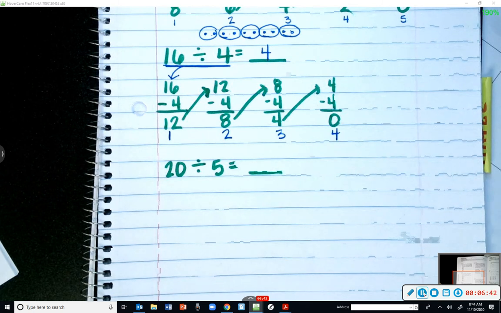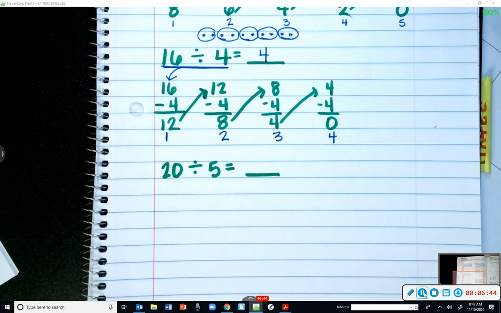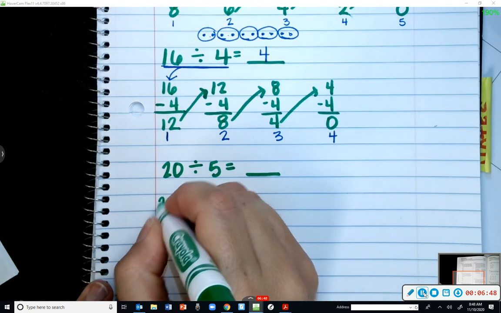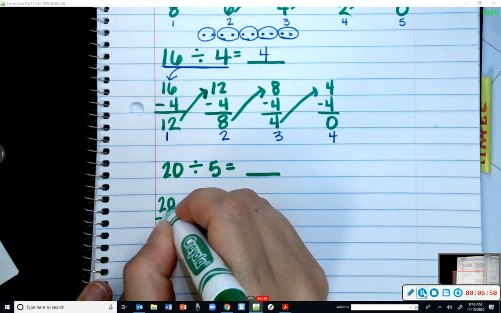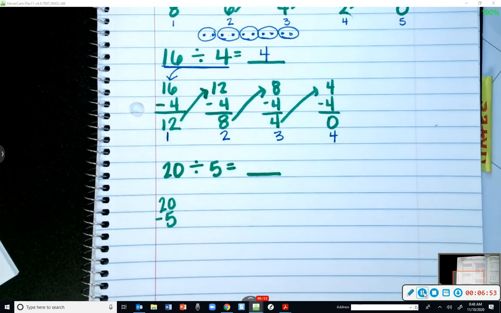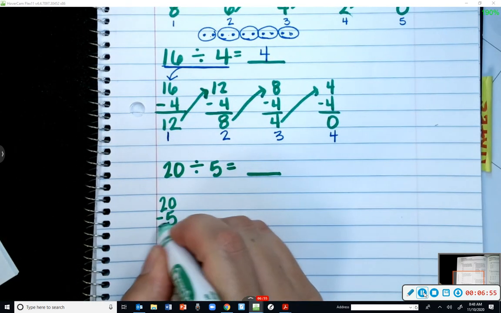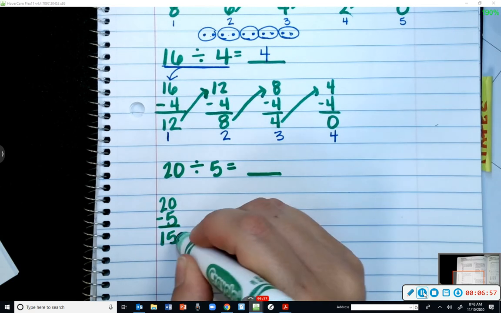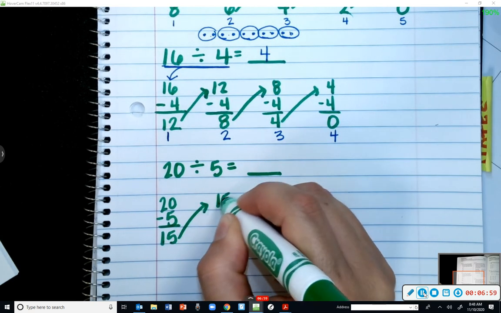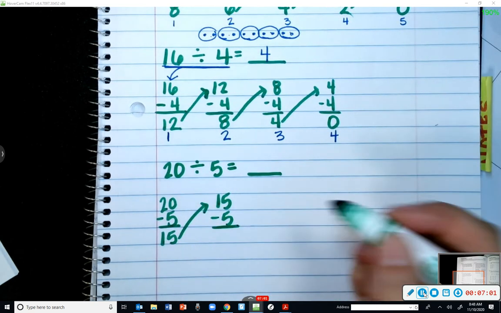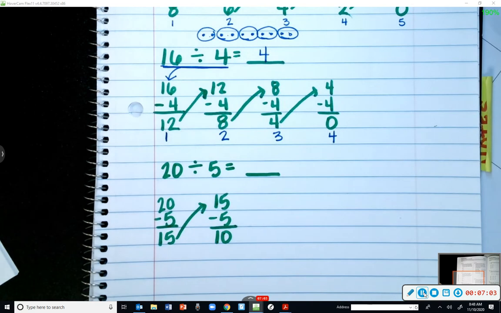Okay, let's check our answer. I start with what as my first subtraction problem? 20 minus 5, thank you. 20 minus 5 equals 15. Good. Now I take 15 and subtract 5 again. What does that equal? 10. Okay, y'all stay with me. I want you to respond after I'm done talking, and when you hear me pause, that's when you reply, okay?